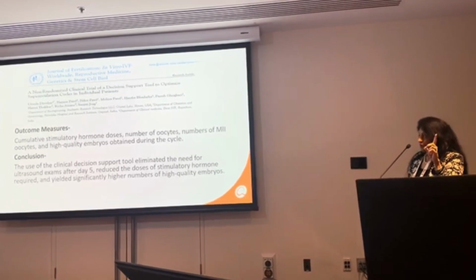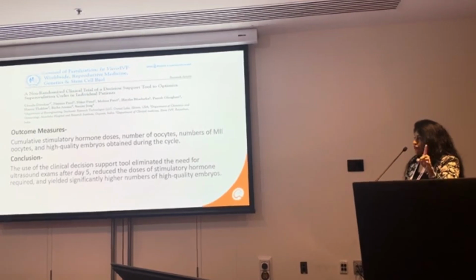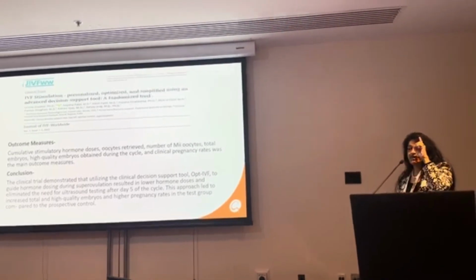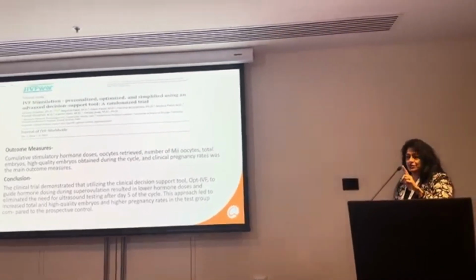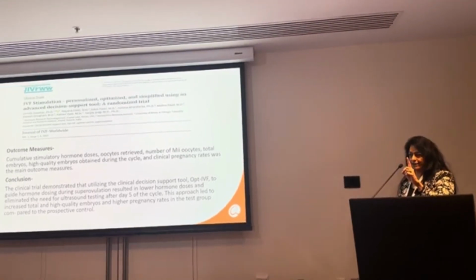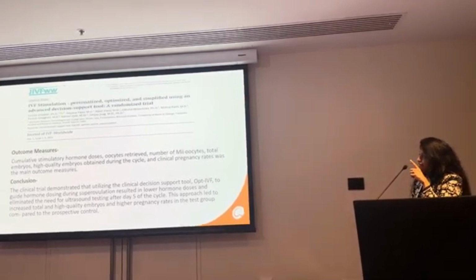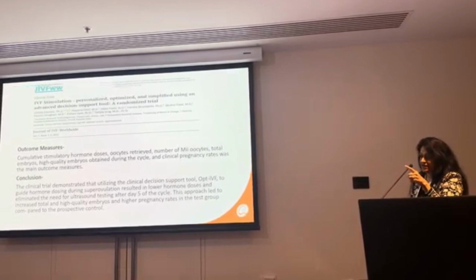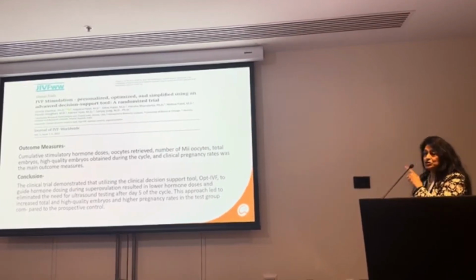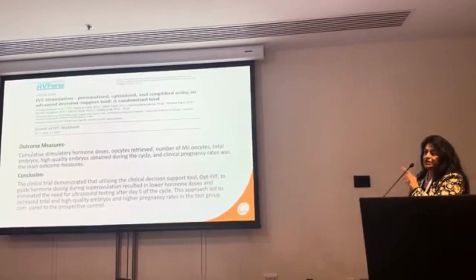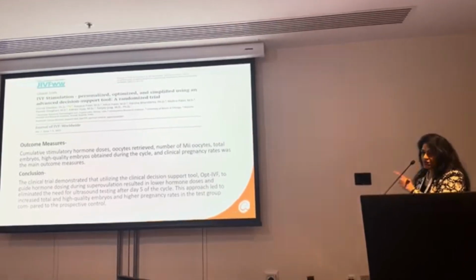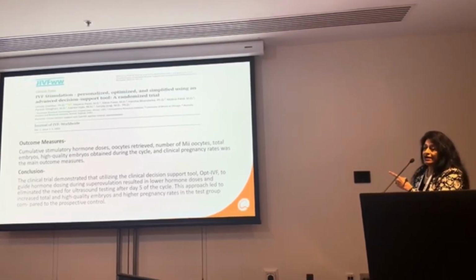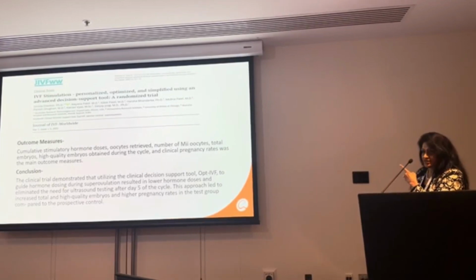We compared the hormone dosages, number of oocytes, M2 oocytes and high quality embryos. We concluded that the dosage requirement reduced by 30%, and the M2 numbers and good quality embryos were high. Next, we compared 50 patients in each arm, and there we also looked at pregnancy rates, which were higher. We also compared PCO, poor responders and normal responders, and in all three groups the results were better with the Opp.IVF stimulation protocol than with the conventional one the clinician would decide.